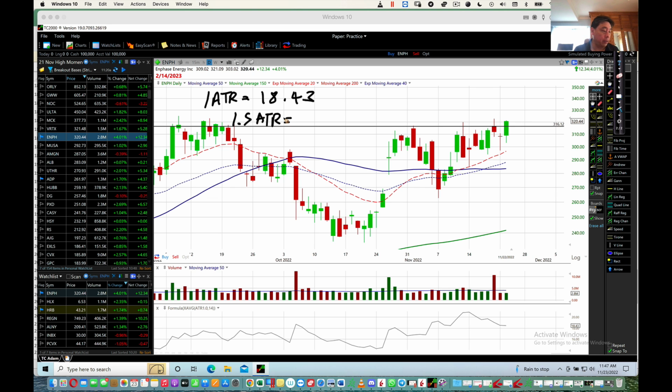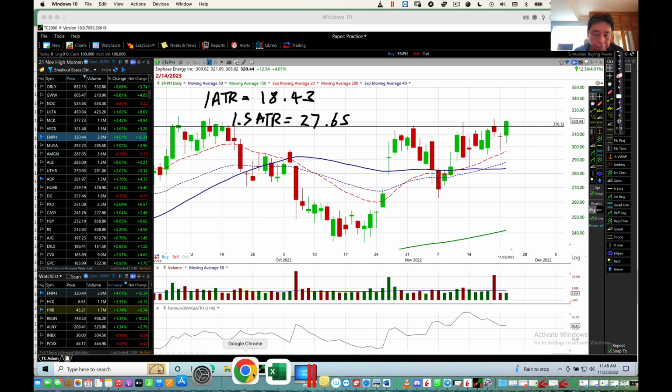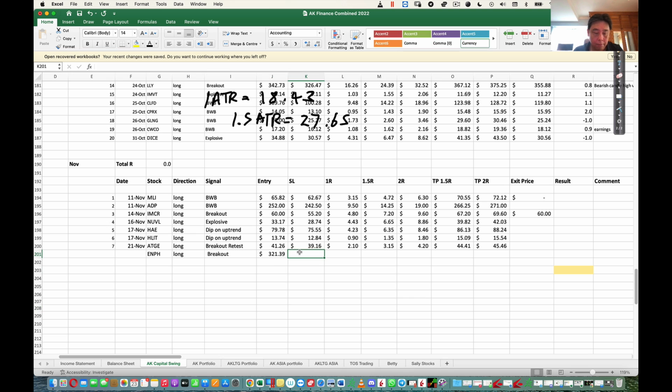So what would that give me? Let me see, 18.43 times 1.5 gives me $27.65. So my stop loss would be $27.65 below my entry price. Let me punch that in. 321.39 minus 27.65, so my stop loss would be at 293.74. Boom, there we go.